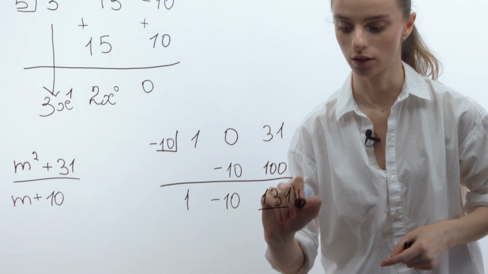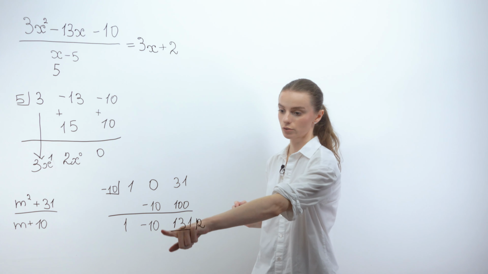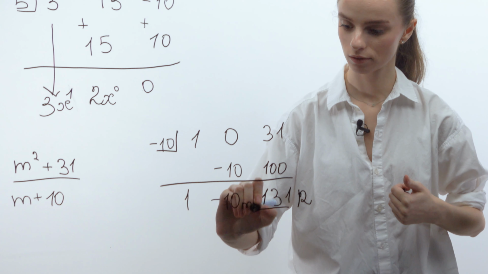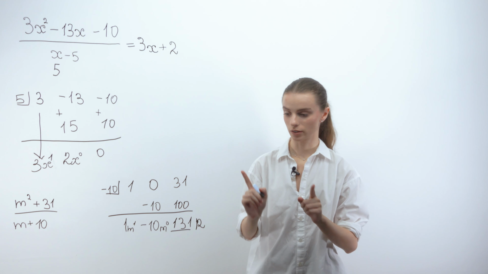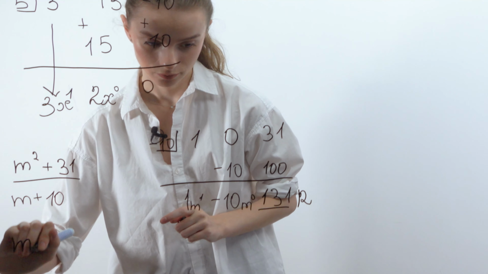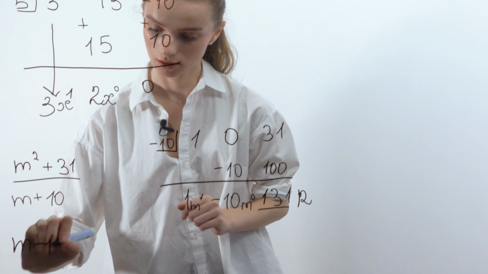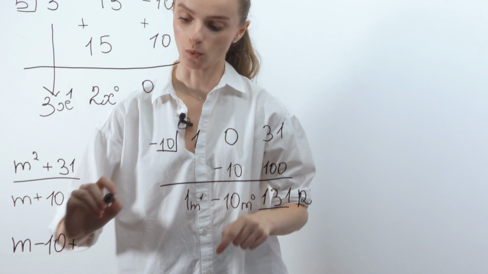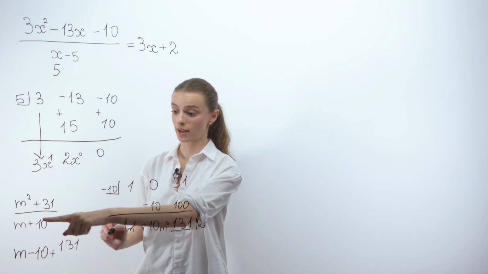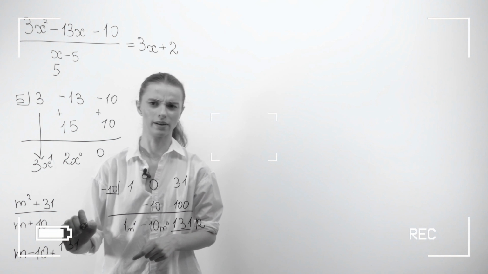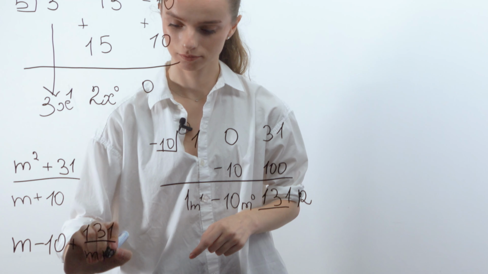131 is your remainder. Okay, so here is going to be m to the 0 power, and here is m to the first power. Okay, so our answer therefore is m minus 10 plus 131 divided by m plus 10.